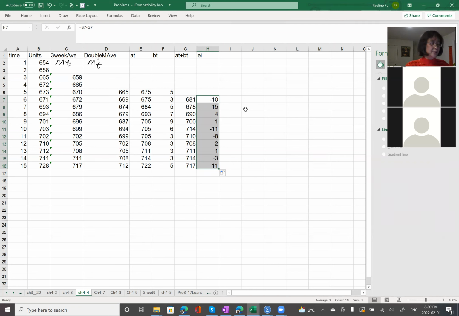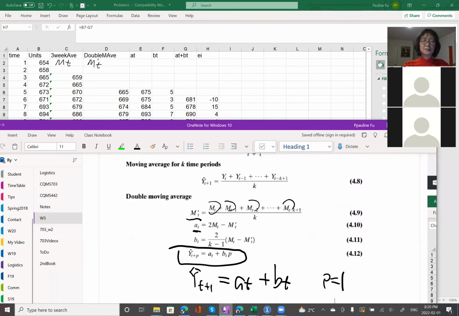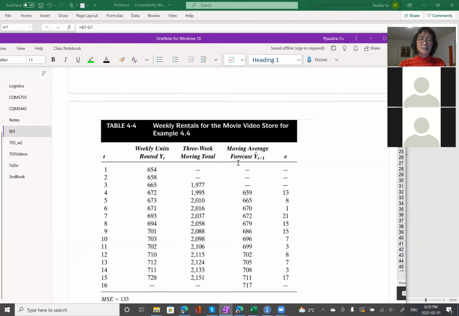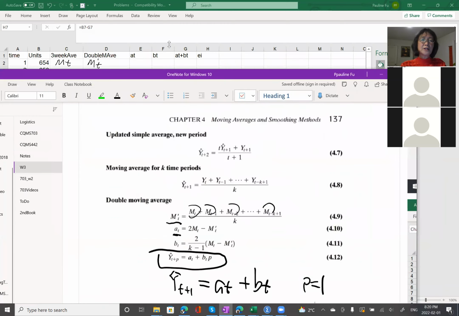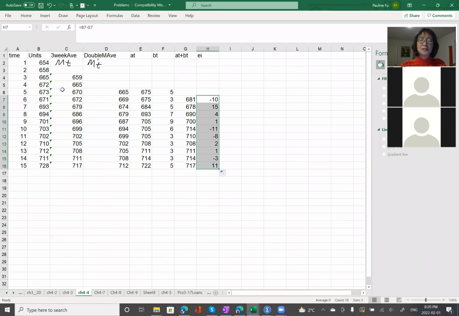So that is the double moving average. Any questions? The formula looks complicated, but you need to make sure you understand the meaning of the formula. And more important, you know how to carry out the formula in Excel.